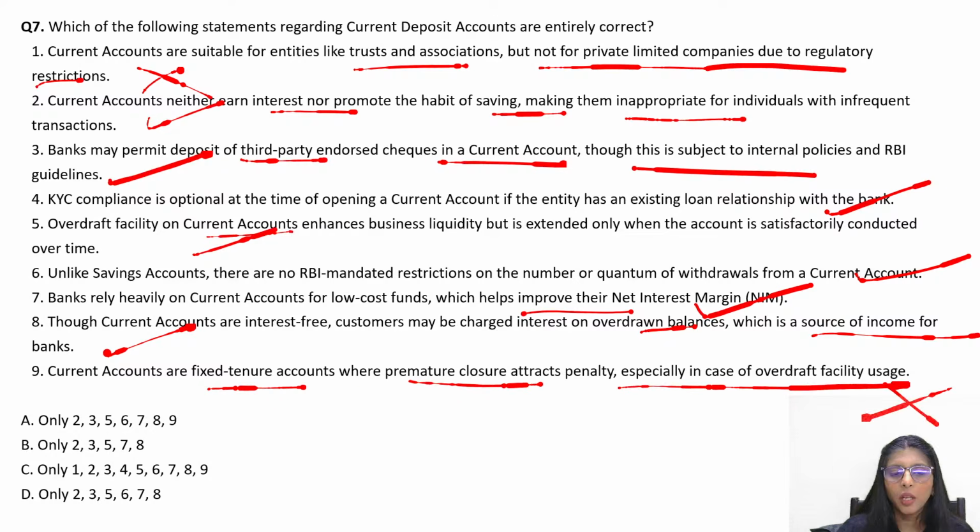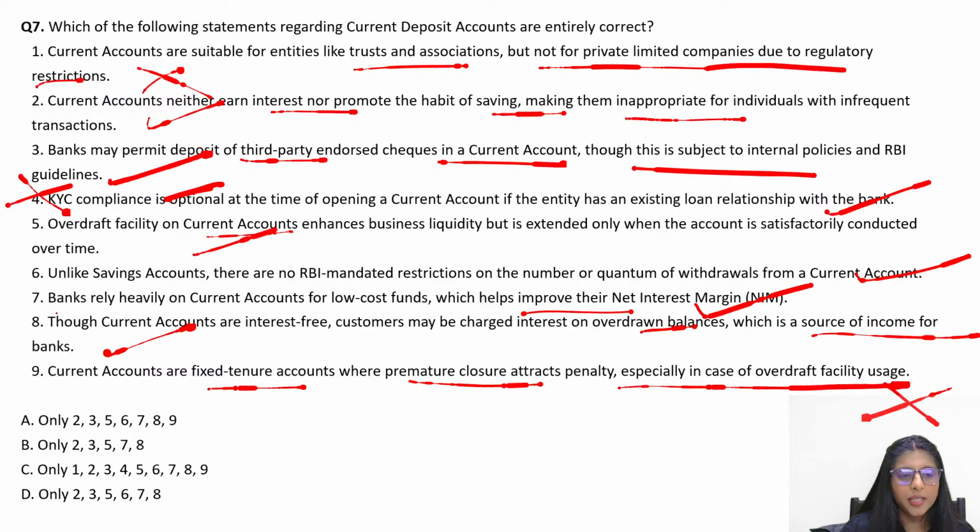So which are the correct statements? Basically 1 and 9 are incorrect, the rest 2 to 8 are correct. Just a second. KYC compliance is optional at the time of... no, it's not optional, it's mandatory. Sorry, statement 4 is incorrect. It is mandatory to maintain KYC compliance at the time of opening a current account. So statement 4 is also incorrect.